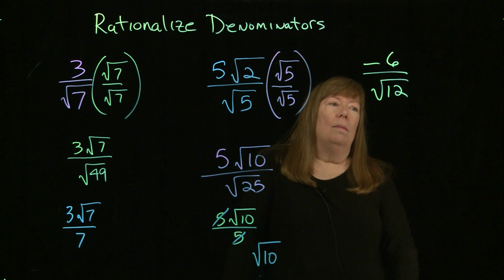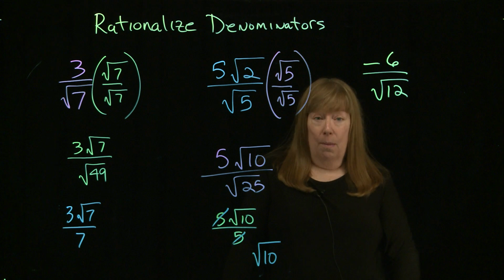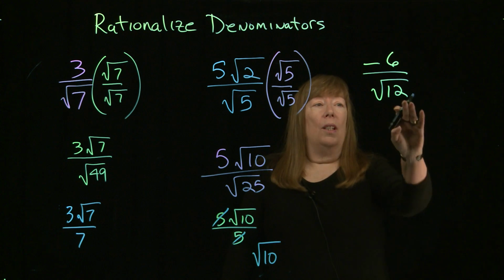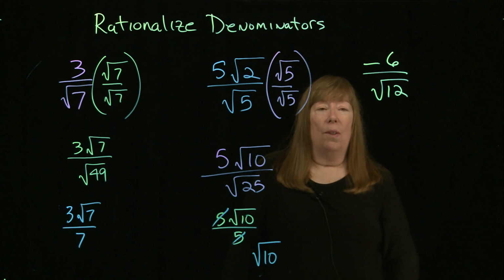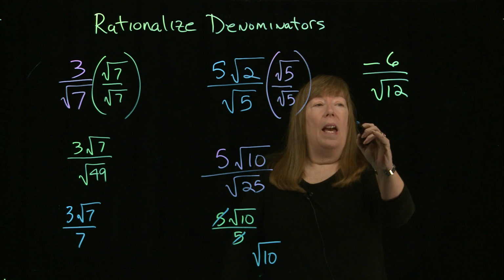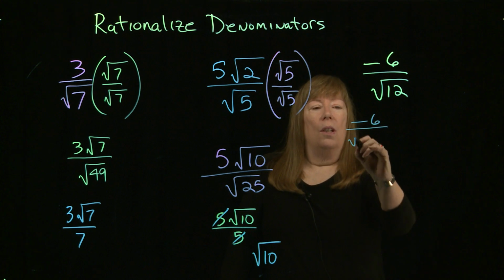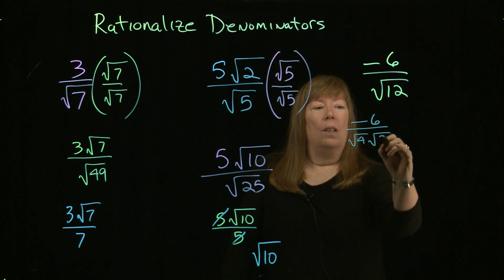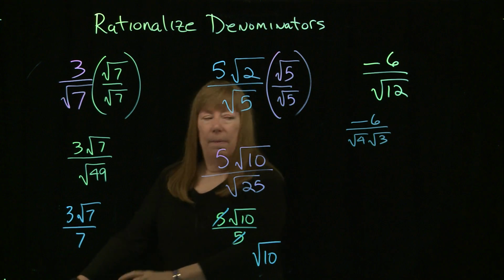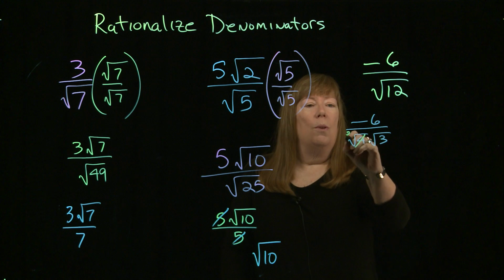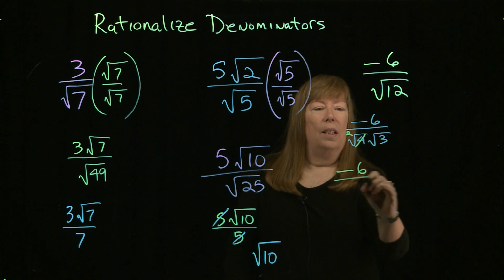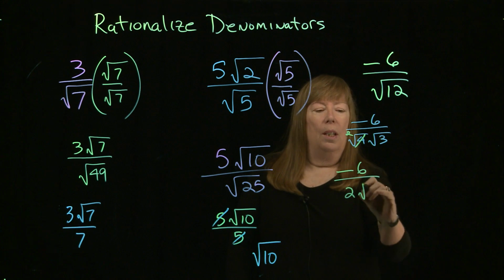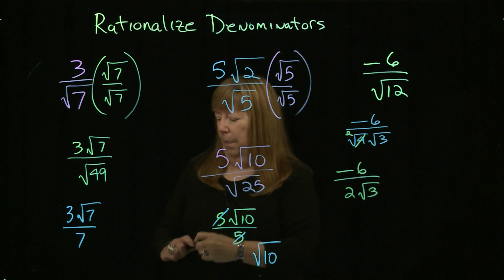This time, the thing I have in my denominator can be simplified, right? Because 12 has a perfect square factor, that would be 4. And it'll save us work later if we simplify first. So let's go square root of 4 times the square root of 3. Okay. The square root of 4 is 2. Now I have negative 6 over 2 times the square root of 3.